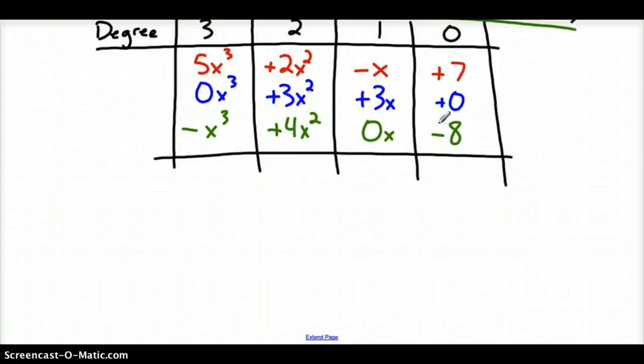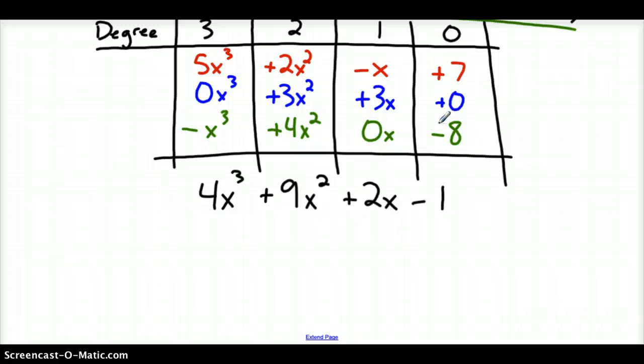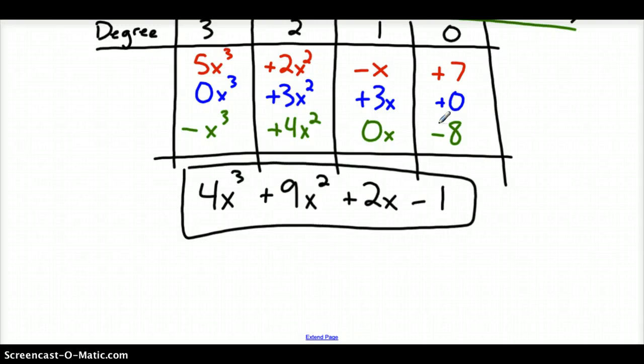I'm going to add up all the columns here. Really simple. When I add up my degree 3 column, I get 5 plus 0 minus 1, which is 4x cubed total. When I add up my degrees of 2, I get 2 plus 3 plus 4, so that's a positive 9x squared. Next, negative 1 plus 3 gives me a positive 2x. And finally, my last one, I have a positive 7 minus 8, which gives us a minus 1. So I have added this vertically, my answer is in standard form, and we are good to go.